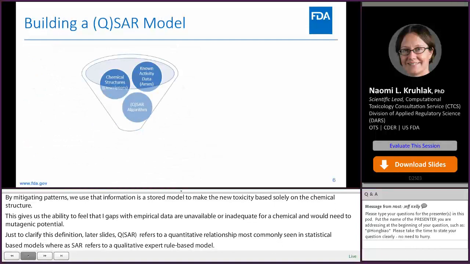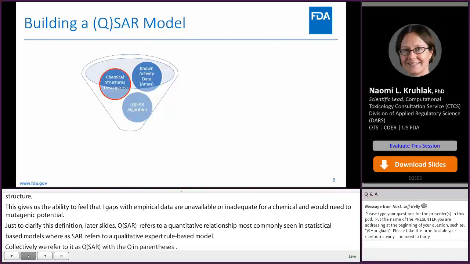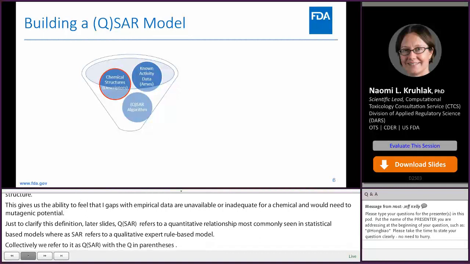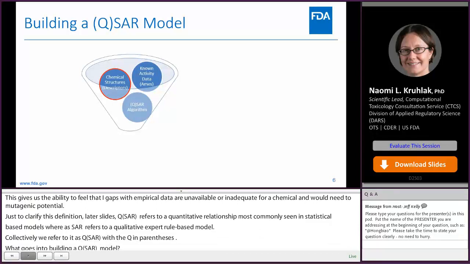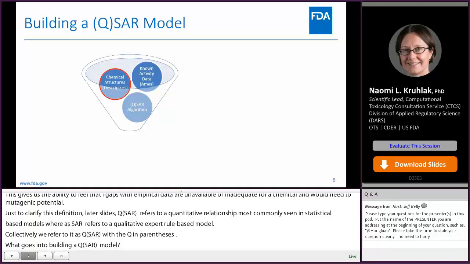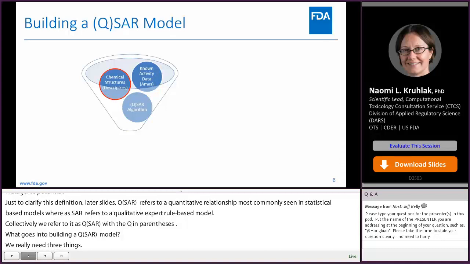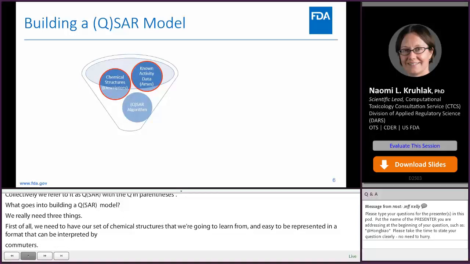So what goes into building a QSAR model? Well, we really need three things. First of all, we need to have our set of chemical structures that we're going to learn from, and these need to be represented in a format that can be interpreted by a computer. And we do that through the use of molecular descriptors, which essentially serve as a fingerprint for each of the chemicals. And then for each chemical in the data set, we need to have a numerical score that denotes the activity of that chemical when it was tested in the assay that we're building a model for.